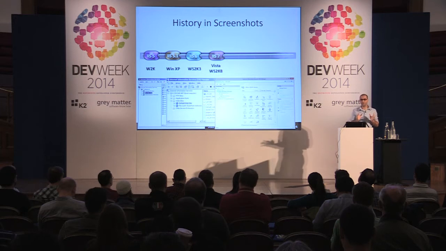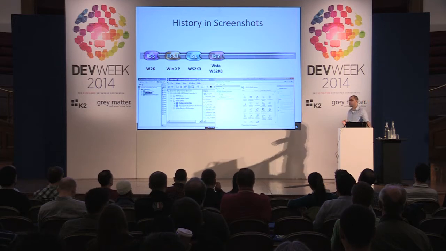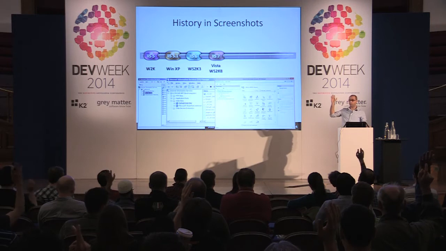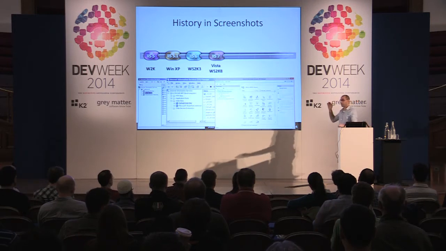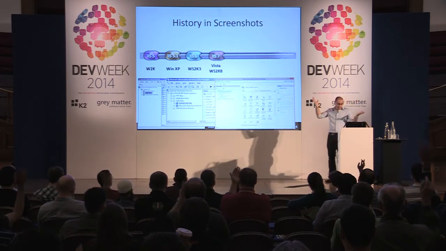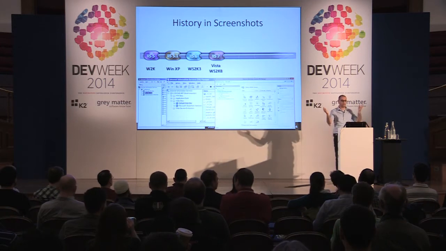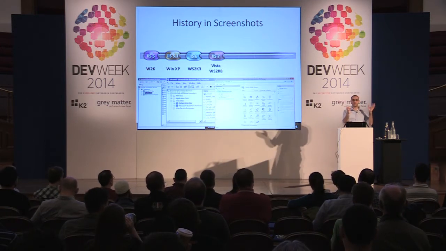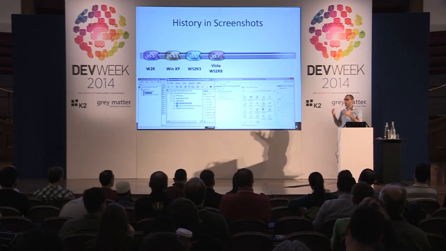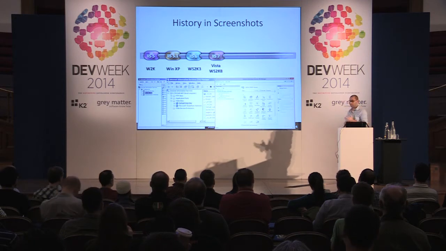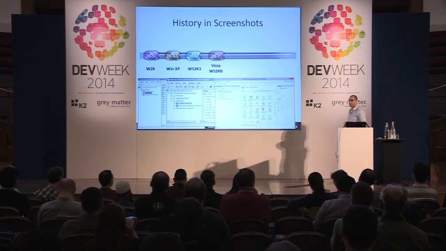Okay, now how many people migrated from IIS 6 to IIS 7? How many of you had to relearn where everything is in the user interface, right? You needed to go over each and every one of the buttons just to figure out where your configuration went. So basically, this is the current interface of IIS.